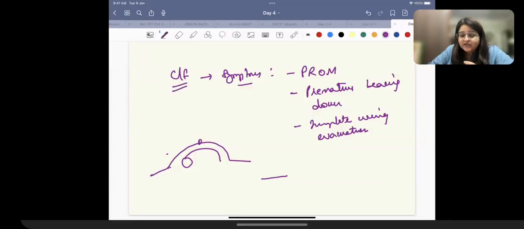Premature bearing down means bearing down कब होता है? Second stage of labor में होता है. If the patient starts pushing in the first stage before full dilatation, it is called premature bearing down. ठीक है?